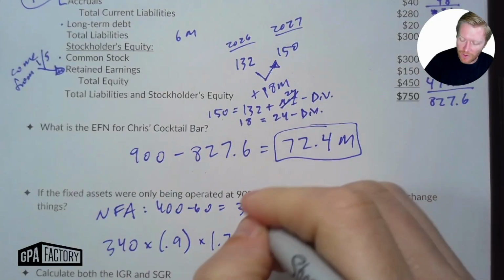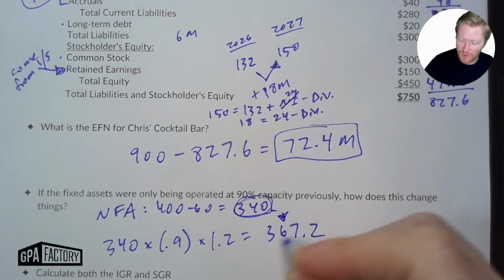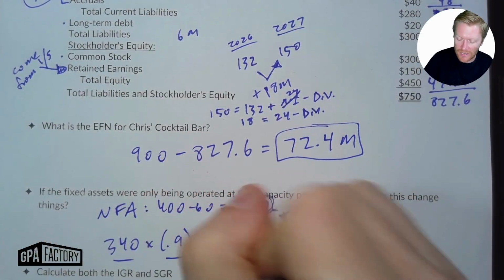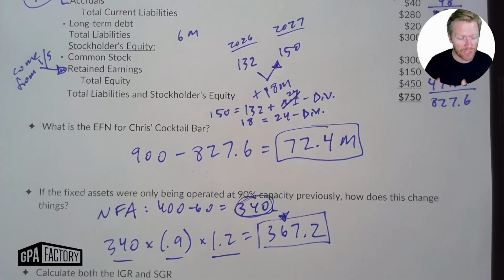So if we originally had net fixed assets of 340, that's going to want to increase up to 367.2, not up to what we calculated before. 480 minus the 72 is 408. It's not going to need to go up all the way to 408. We can actually increase it to less than that, which is going to end up reducing our EFN.